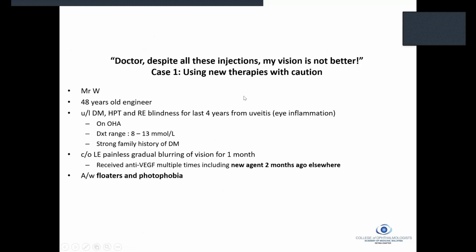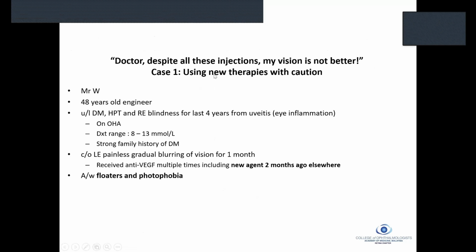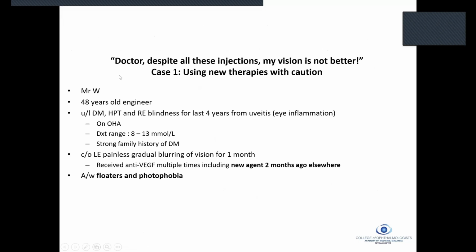I just want to take an aside now to share with you an interesting case. Now, this case is to highlight the usage of new therapies. You know, we were talking about the anti-VEGF, right? So I have this patient, very interesting, who says, despite having so many of your injections, my vision is not better. Now, this is Mr. W, 48 years old, actually an engineer.